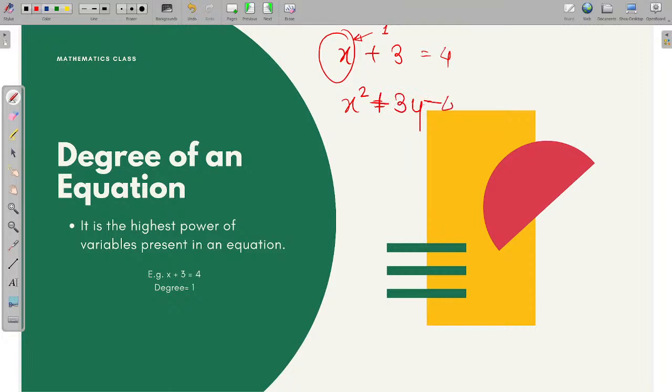plus 3y minus 4 equals 0. What about this equation? In this equation there are two variables, right? x and y. What is the maximum power of the variables? It is 2. Correct? So the degree of this equation will be 2. Got the idea? Degree will be 2. Clear? Now moving on to the next thing.